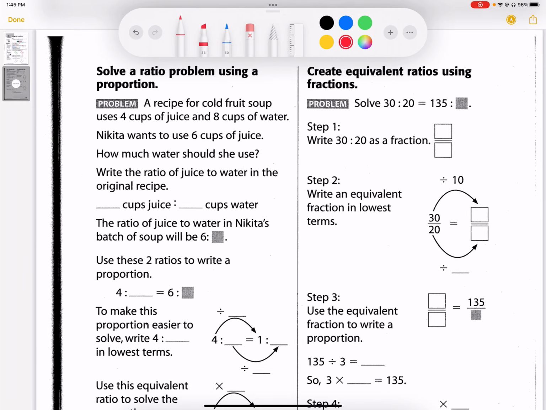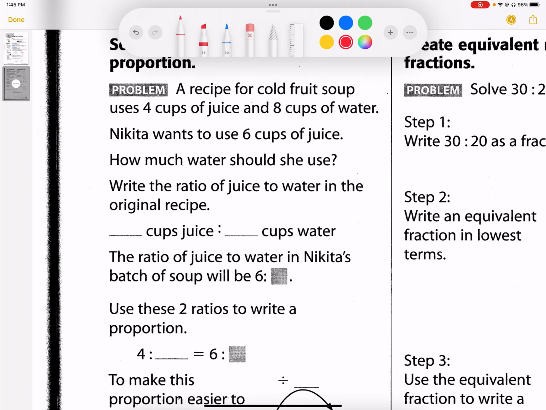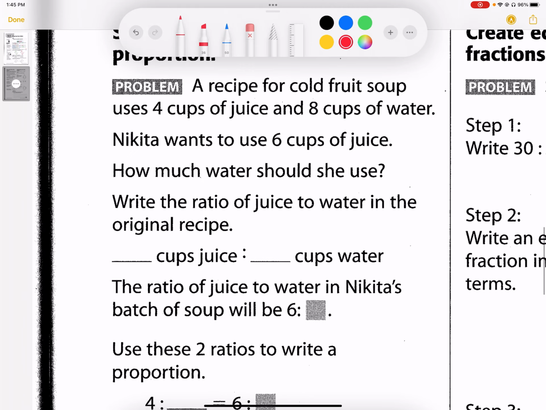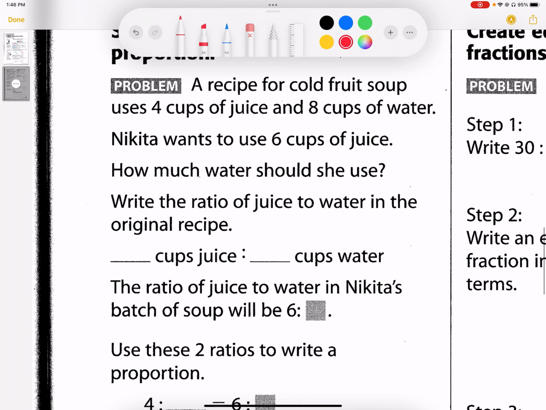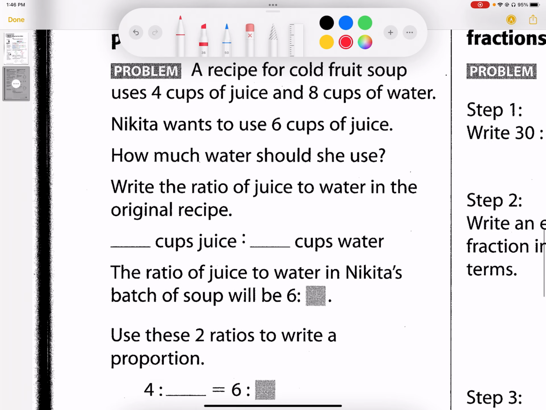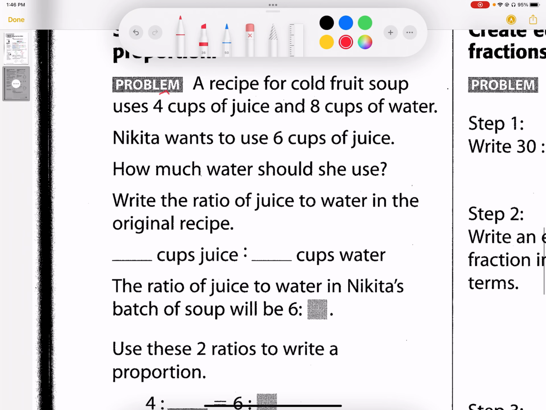For solving a problem using a proportion, we're going to look at this problem. A recipe for cold fruit soup uses 4 cups of juice. So we have 4 parts to 8 cups of water. Together we have a total of 12 cups.